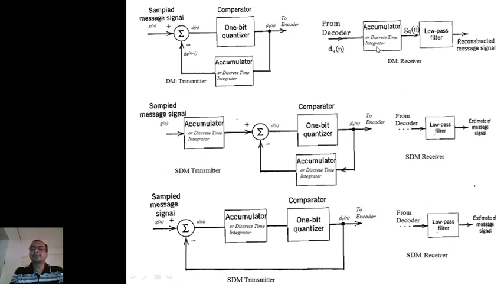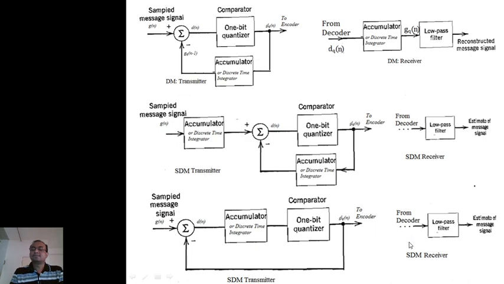This accumulator accumulated the noise at the receiver. Now my receiver is very simple, which is just a low pass filter. Such a modification in delta modulation is called a sigma delta modulator. So this is my SDM, the sigma delta modulation transmitter, and the SDM receiver is very simple, a low pass filter. It will remove that problem of noise accumulation.